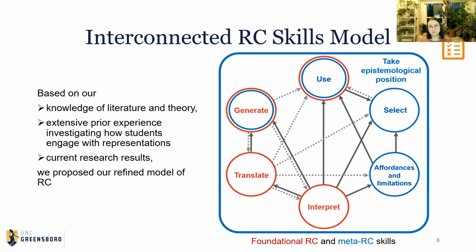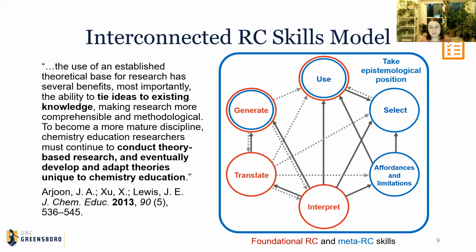And before I do that, I also want to emphasize why we think this is a valuable endeavor, theory building work. As Jennifer Lewis and colleagues said, the use of an established theoretical base for research has several benefits. Most importantly, the ability to tie ideas to existing knowledge, making research more comprehensible and methodological. To become a more mature discipline, chemistry education researchers must continue to conduct theory-based research and eventually develop and adopt theories unique to chemistry education. And I think we're doing just that. We hope that we're doing justice to what Jennifer was calling the community to do.